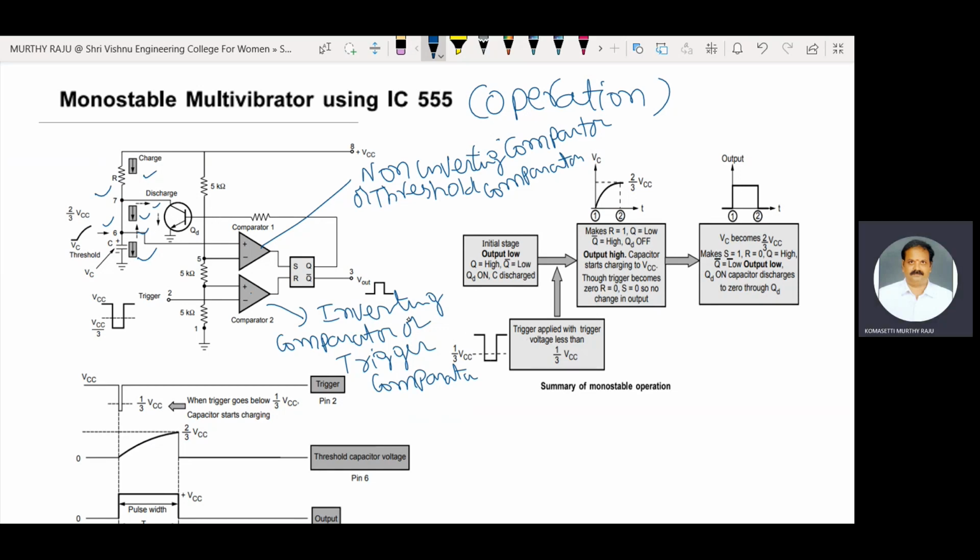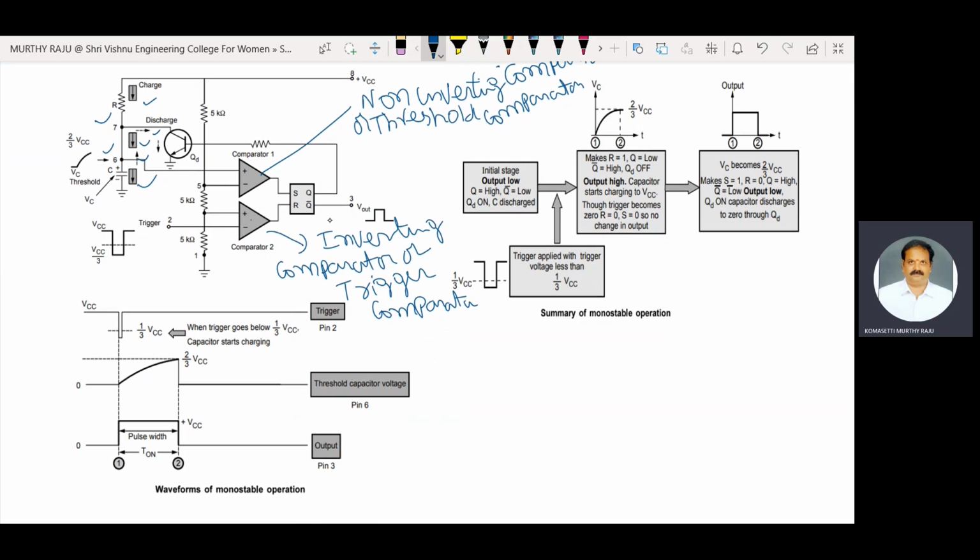Now the operation. Initially, the output is low. That means Q is equal to 0, so Q dash is equal to 1. The output is taken at pin number 3. The output is 0 here, and Q dash is 1.